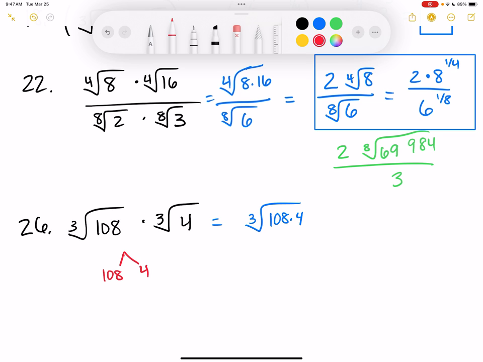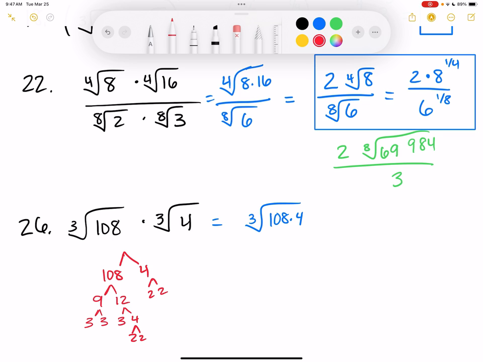It's 432. 108 breaks into what? 9 and 12. 9 is 3 and 3. 12 is 4 and 3. 4 is 2 and 2.